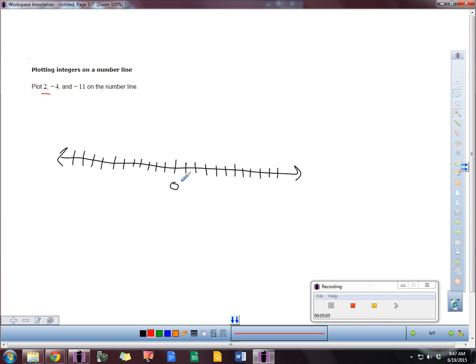Quickly here, let's go through this. We have a 2. We're going to go to a negative 2. We have a negative 4, and there's 1, 2, 3, and that's a negative 4. Come back up here and label the 2. Then we have the negative 11. So we have 1, 2, 3, 4, 5, 6, 7, 8, 9, 10, negative 11 right there.